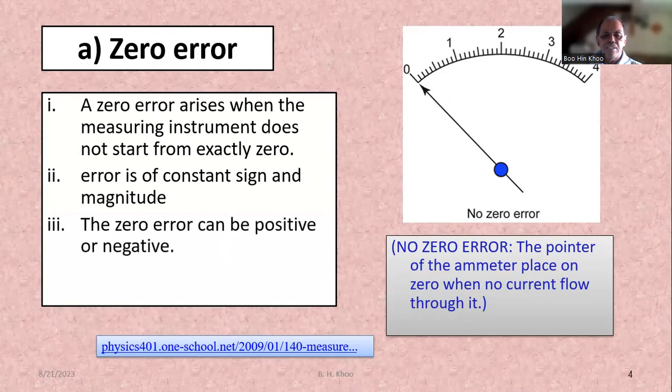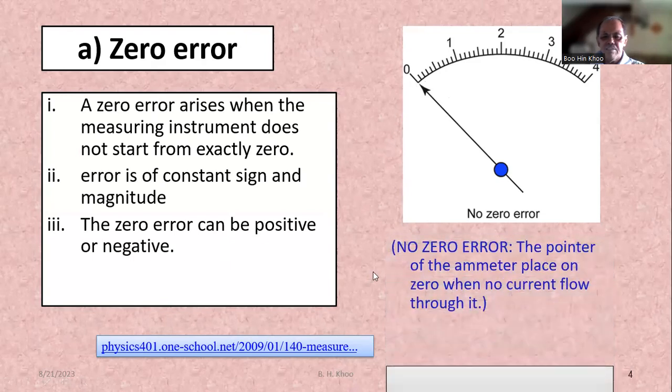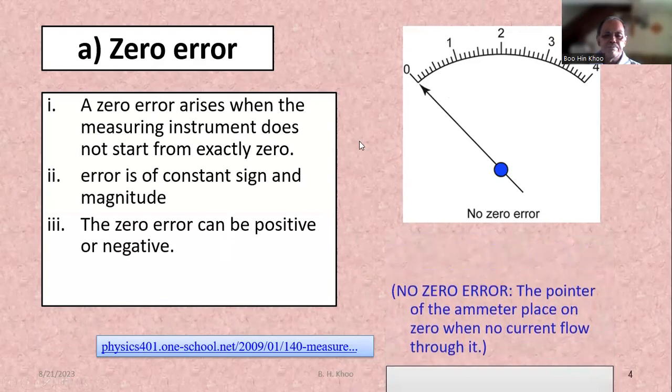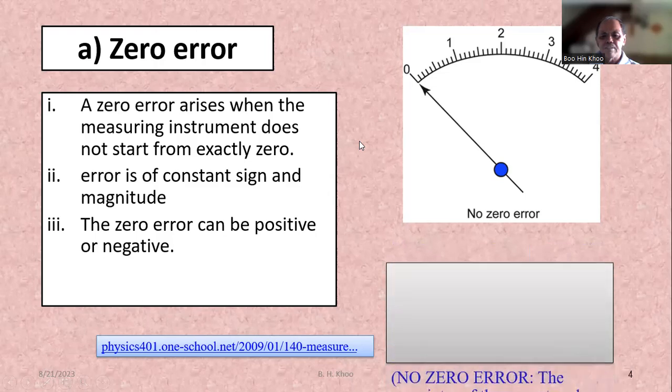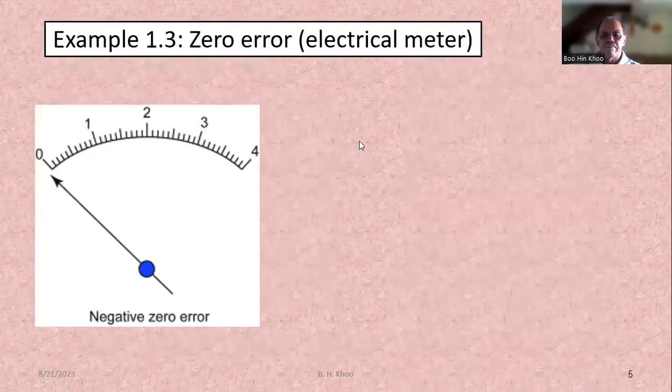Zero error can be positive or negative. If it's above, it's positive. If it's below, it's negative. So this one, no error. Pointer exactly at zero. This one has a zero error. On the right of zero is positive. On the left of zero is negative. So this is a negative zero error, and we have to estimate it's about minus 0.1.